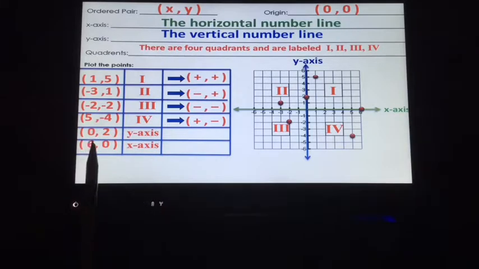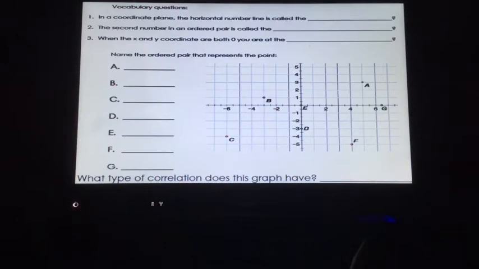All right, if you ever have a 0 on the x, that's automatically going to be on the y-axis. And then if you ever have a 0 that's the y, it's always going to be on the x-axis. Okay? All right, so it says in a coordinate plane, the horizontal number line is called the x-axis. It says the second number in an ordered pair is called the y-coordinate. And then when x and y are both 0, this is located at the origin, (0, 0).